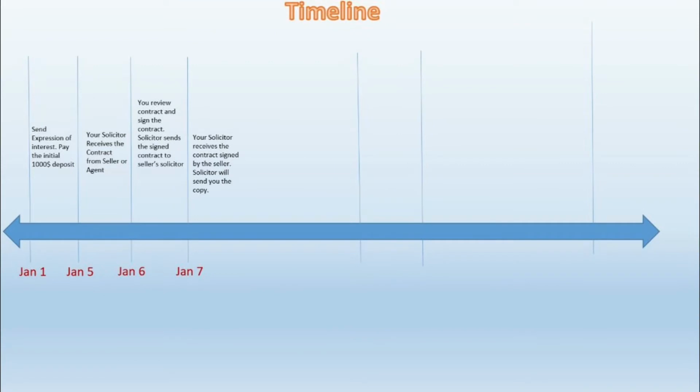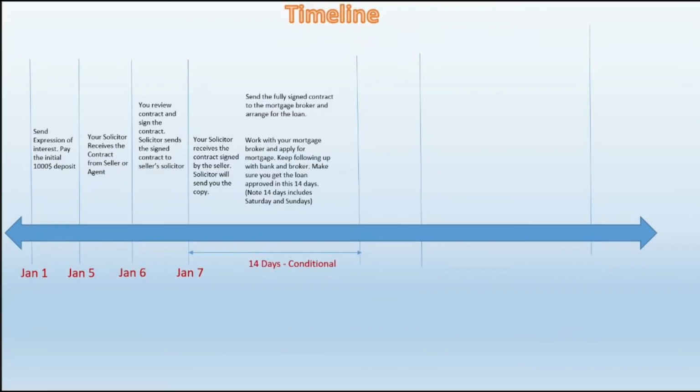Now the seller and the seller's solicitor will also sign the document and then send it back to your solicitor. It is when your solicitor receives that signed document back from the seller that you consider it the contract signed date. And that day your 14-day conditional contract period kicks in.